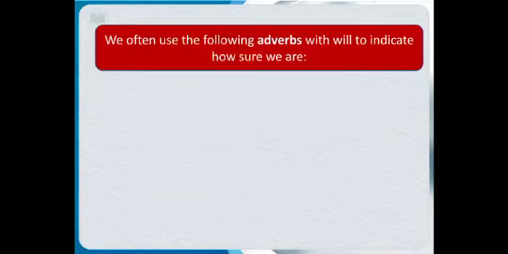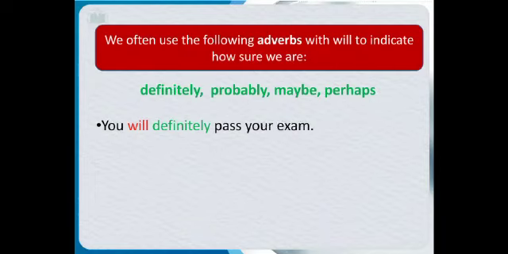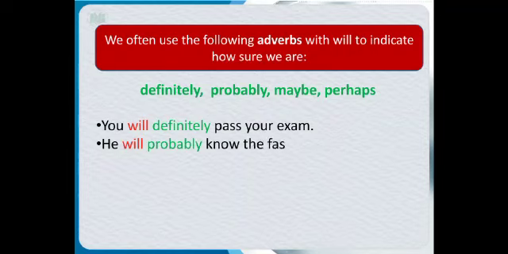We often use the following adverbs with will to indicate how sure we are. As I told you, there is the possibility of the actions, but we are not sure about it. So we can tell how sure we are with the help of these 4 adverbs: definitely, probably, maybe, perhaps. Let's see the examples. You will definitely pass your exam. He will probably know the fastest way to get rid of this situation.